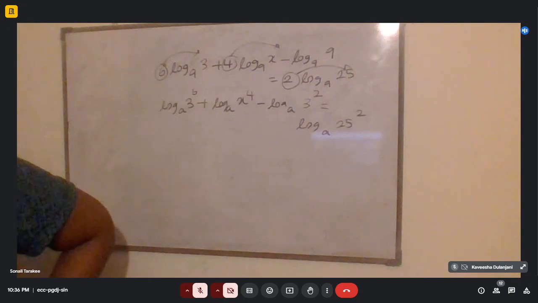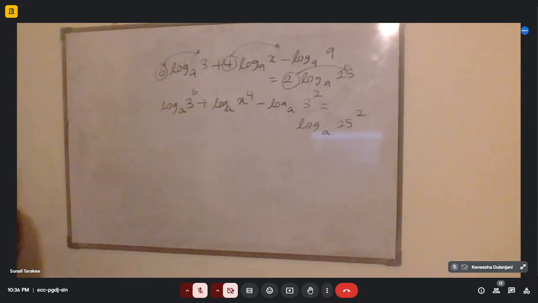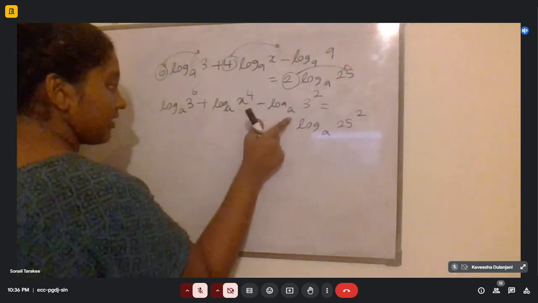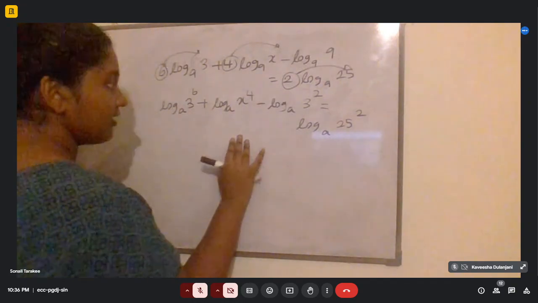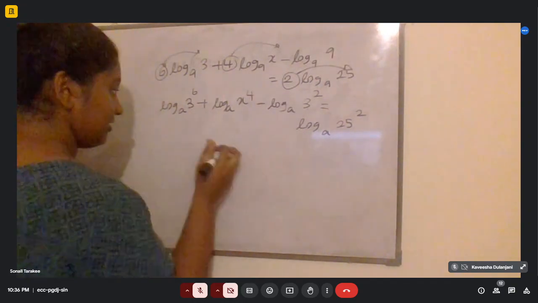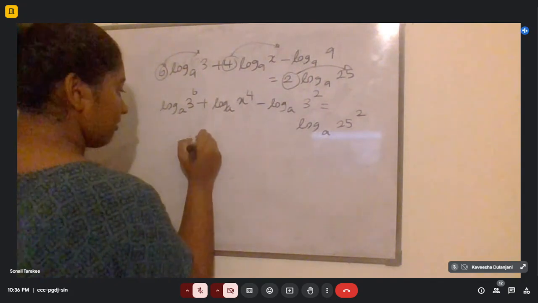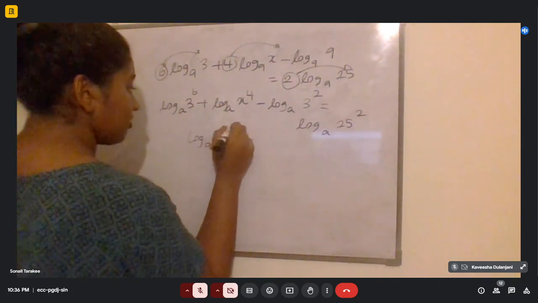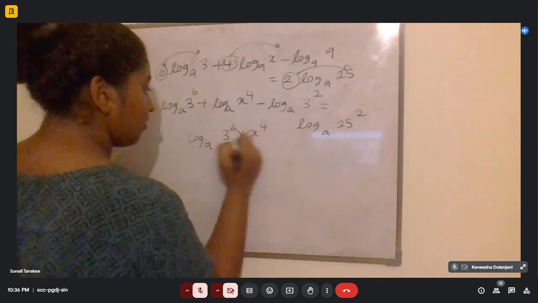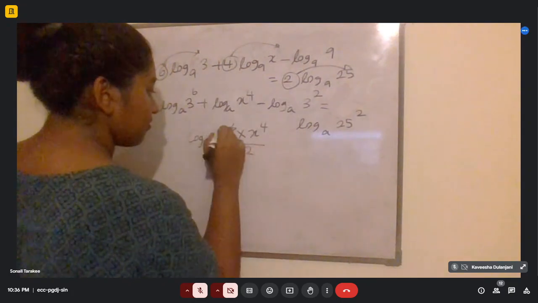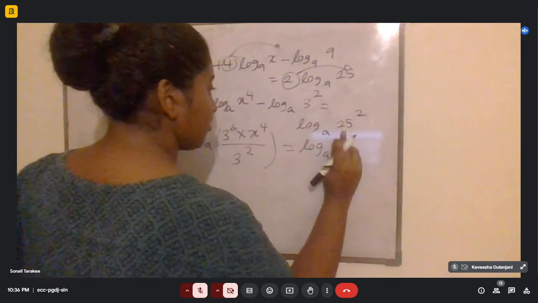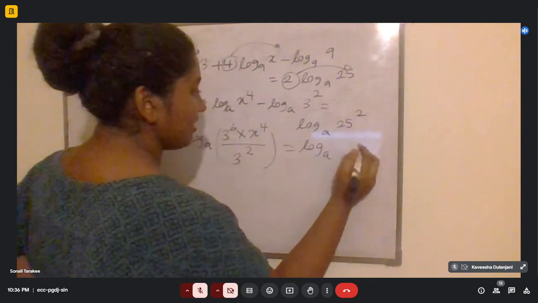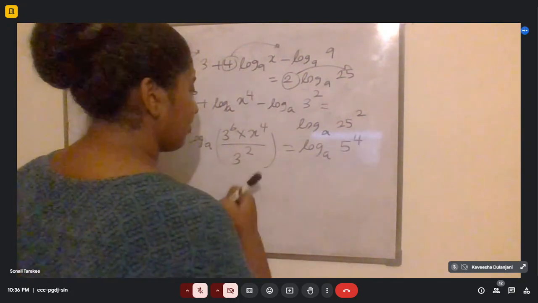Now if you solve this one, here addition means multiplication, subtraction means division. So you can write it like this: log a to the base 3 to the power 6 into x to the power 4 over 3 to the power 2 equals log a to the base 25 to the power 2. That means 5 to the power 4.